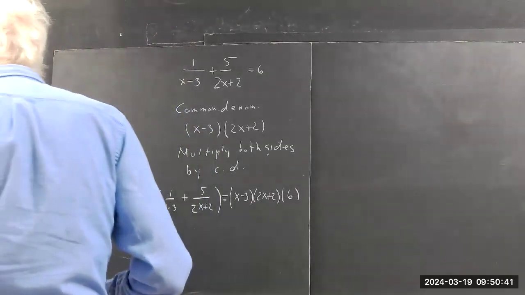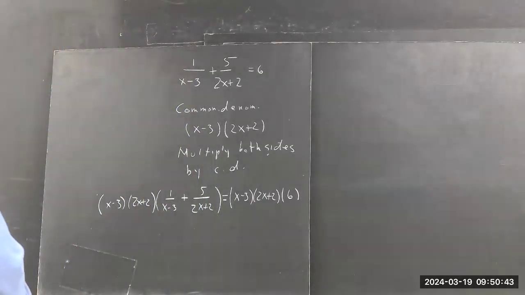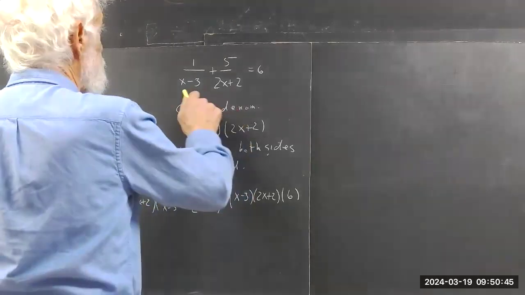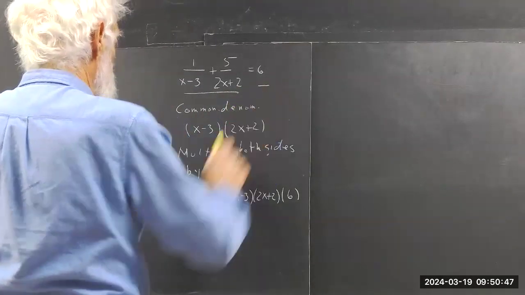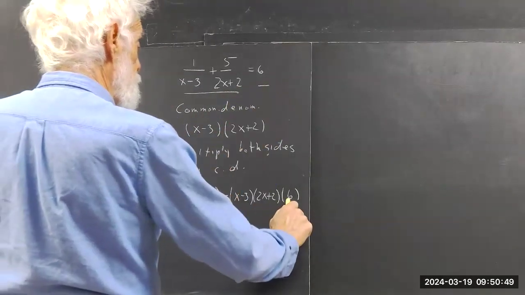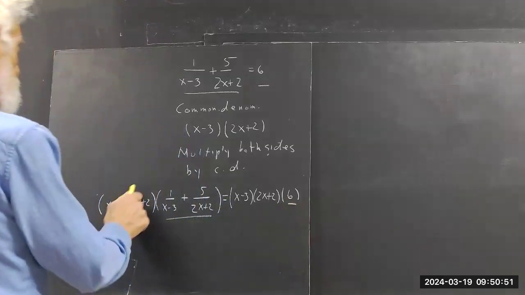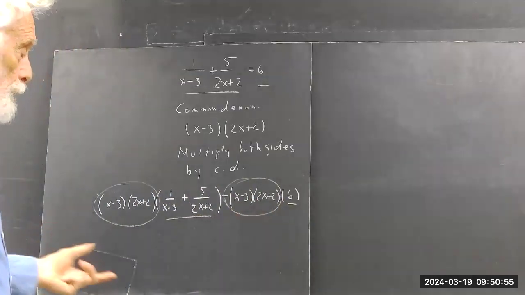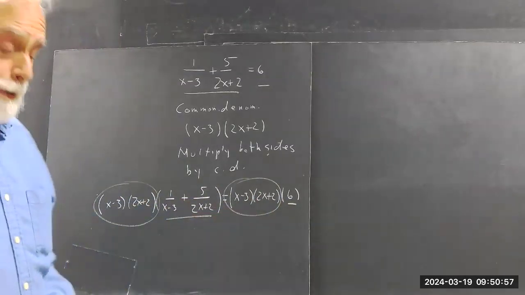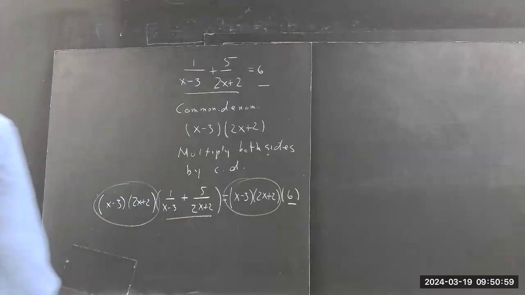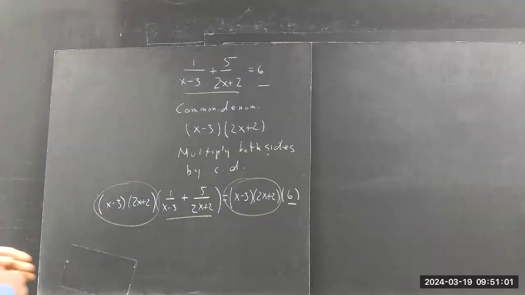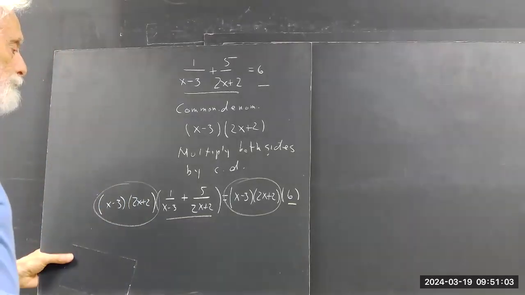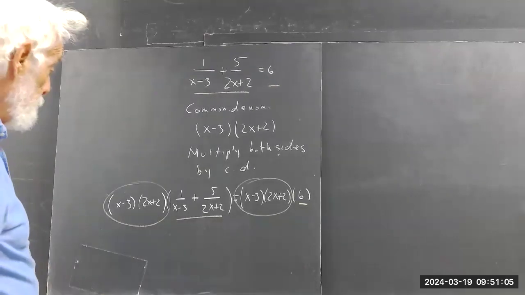So we have the original left-hand side and the original right-hand side here and here. And they're multiplied by the common denominator, both of them. So that's a valid step. We haven't changed anything except the way the problem looks, okay?